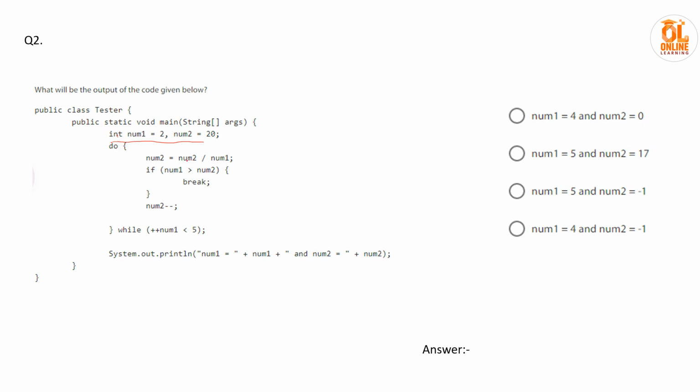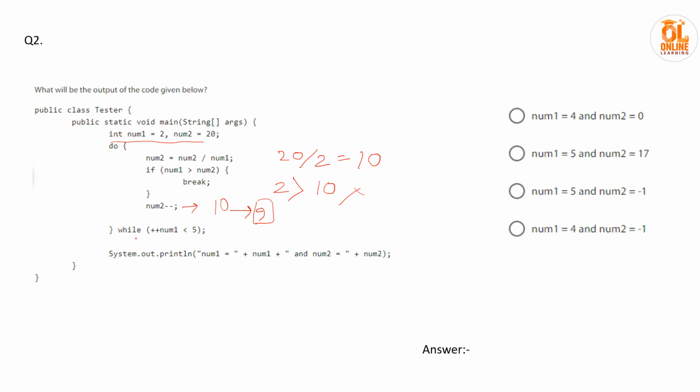So num2 is equal to num2 by num1. What is num2? Num2 is 20 by 2. What will be the answer? 10. If num1 is greater than num2: num1 is 2 and num2 has now become 10, so this condition is false. Then num2 is getting decremented, but it is a post-decrement operator, so here it will remain 10, but from the next line onwards it will become 9.